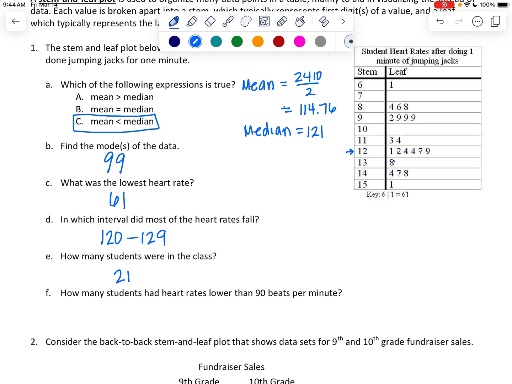And last part, how many students had heart rates lower than 90 beats per minute? So lower than 90 is going to be anywhere in this range here. So there are 4 students.